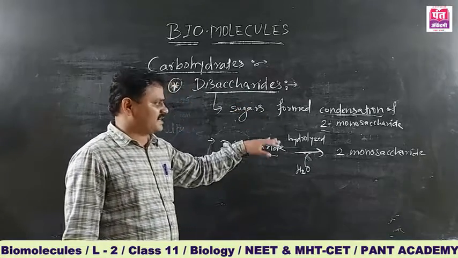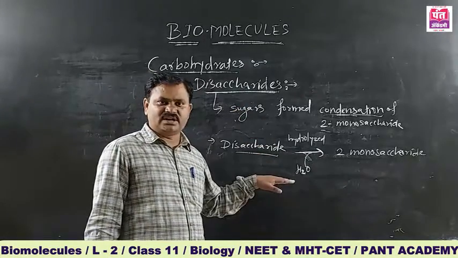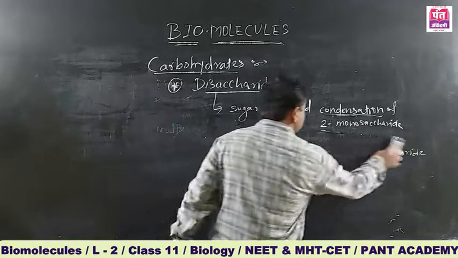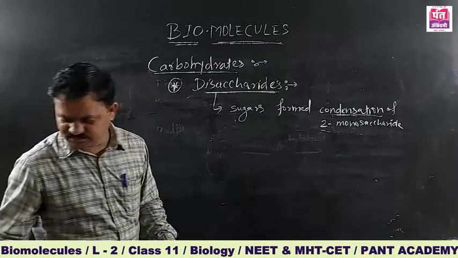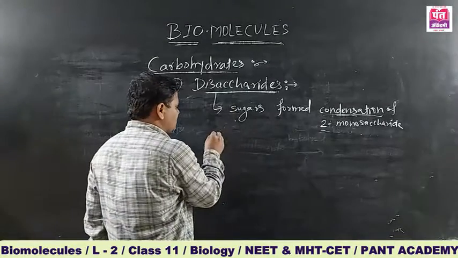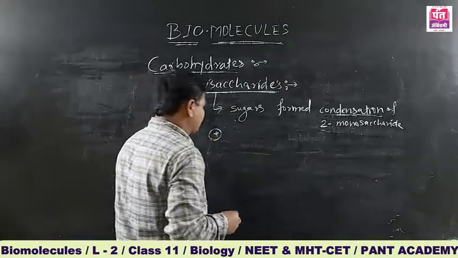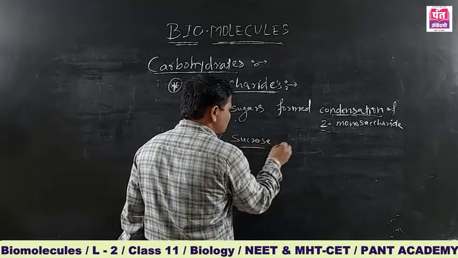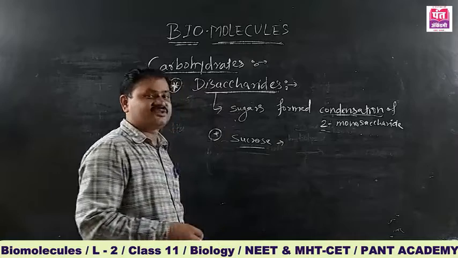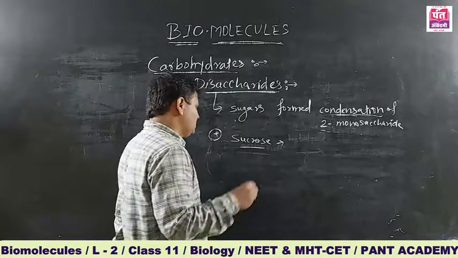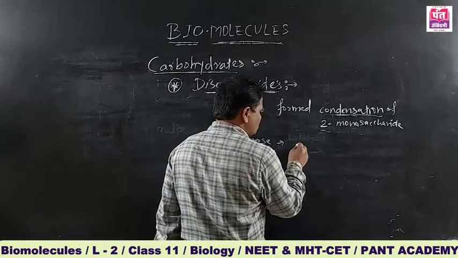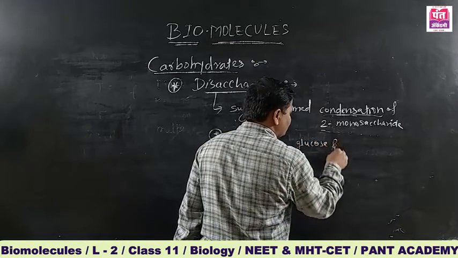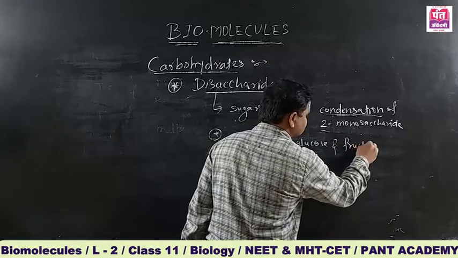So these disaccharides are commonly found and utilized. And so we can finally come to the examples. Already I have discussed different kinds of examples of disaccharides. Common examples: sucrose. Sucrose is a cane sugar and is normally present in different kinds of plants or plant parts. Sucrose is formed of glucose and fructose.